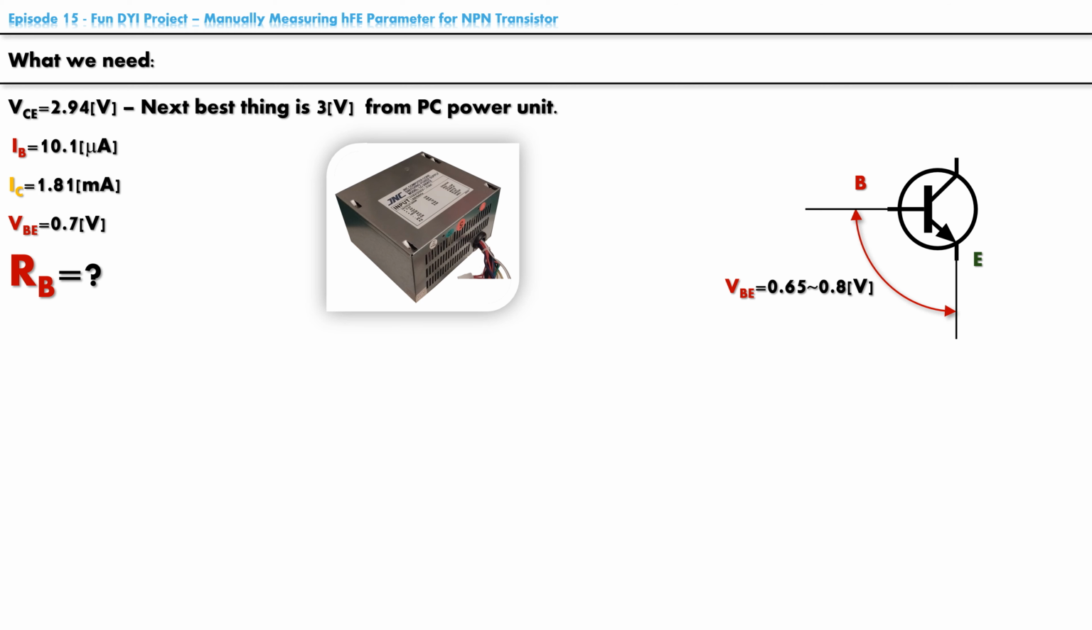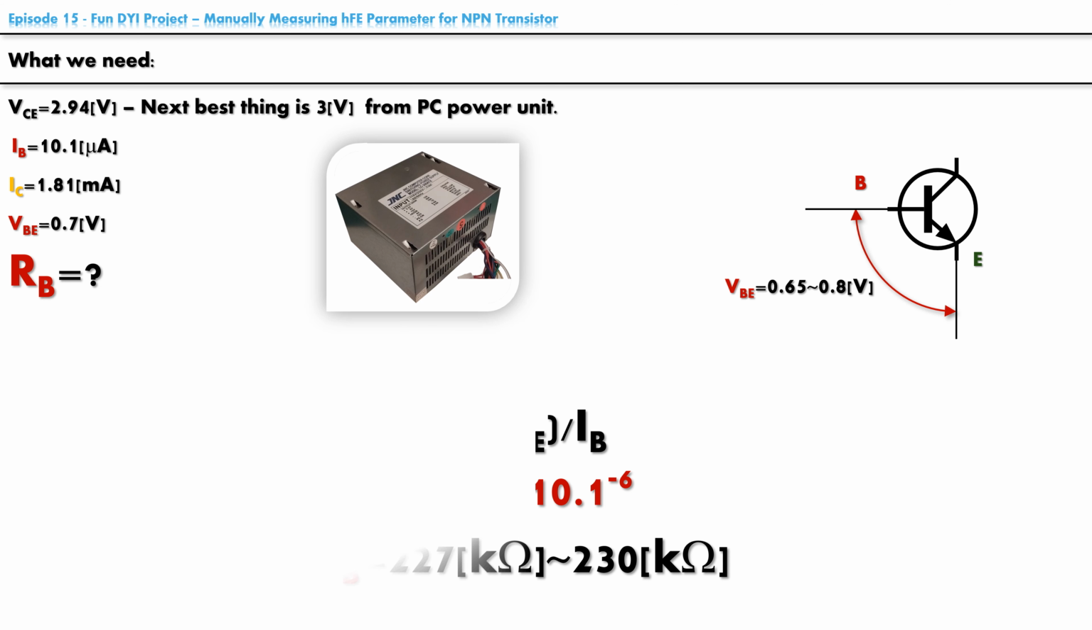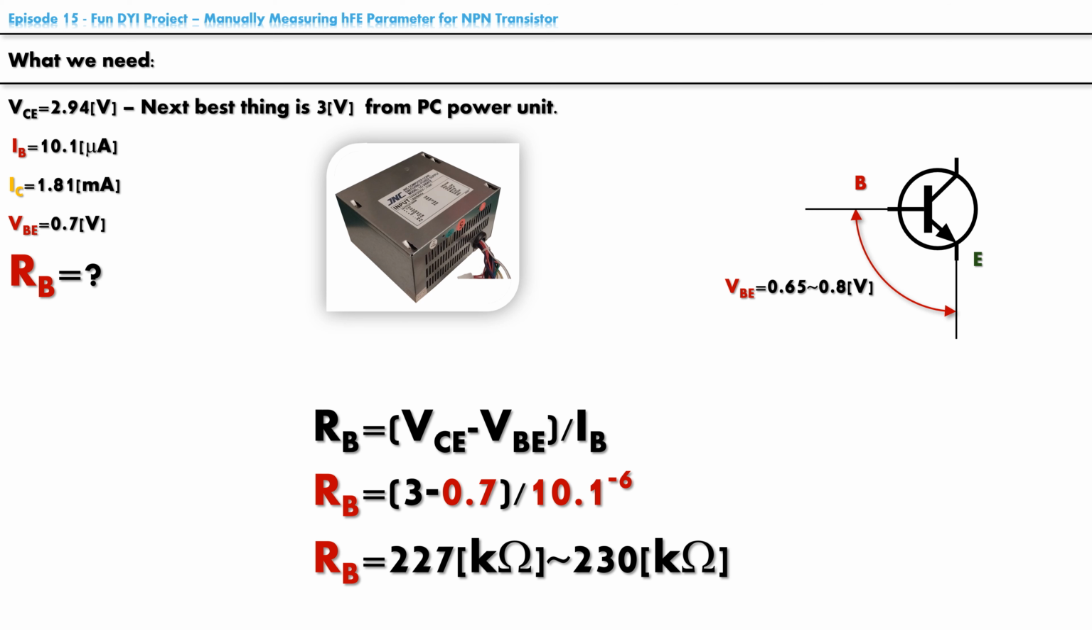The value for base resistor RB is calculated as the difference between the voltage across the collector emitter junction and the voltage drop across the base emitter junction, divided by the desired base current IB. For our scenario, the values are: collector emitter voltage is 3 volts from the power source, voltage drop across the base emitter junction is 0.7 volts, and desired base current is 10.1 microamperes. All those values are obtained from the previous two videos.